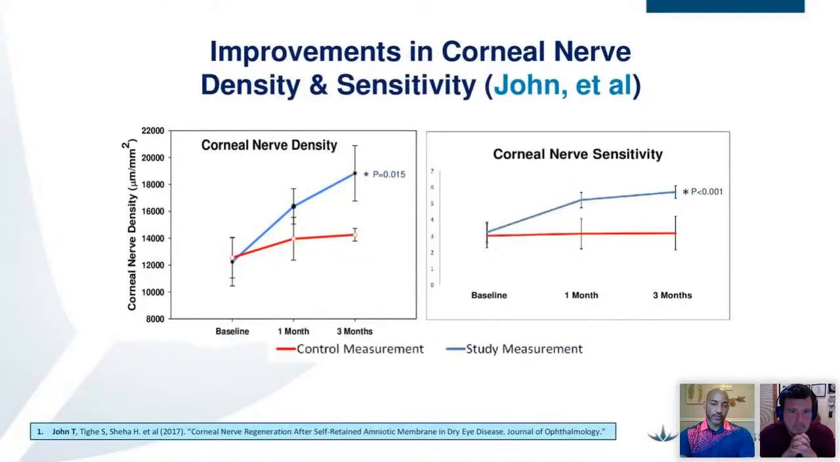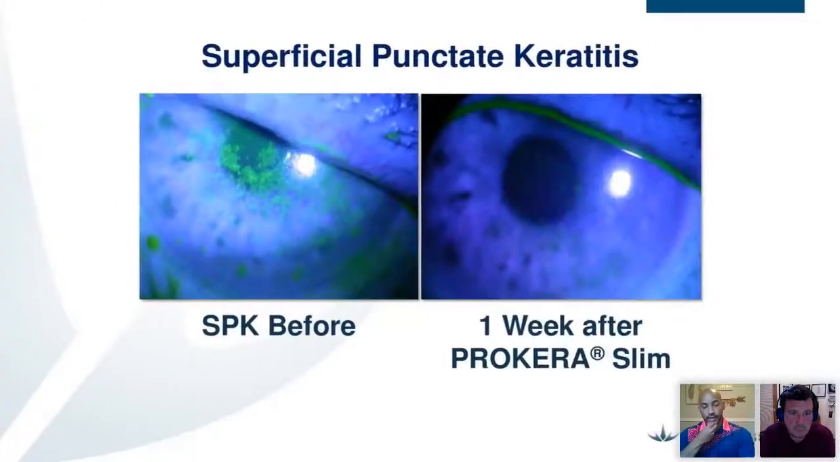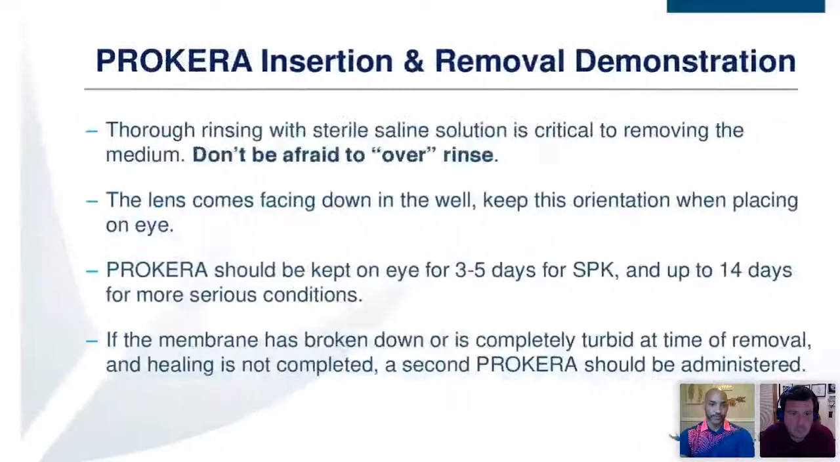We also showed an increase in corneal nerve density and corneal nerve sensitivity. And with that increase, patients get a lot more feeling, and I know that's been a hot topic as far as the corneal nerve's role in dry eye disease. And this is an example of SPK being cleared up after one placement of amniotic membrane of Procura.